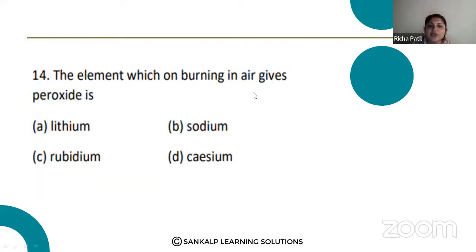The element which on burning in air gives peroxide is, which forms peroxides? It is B. Sodium forms peroxides.